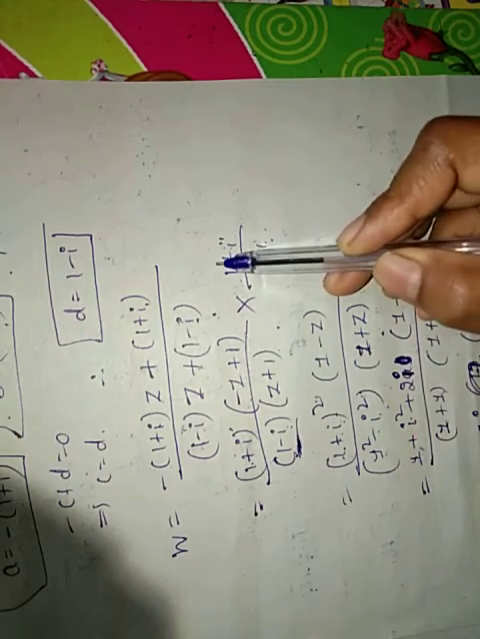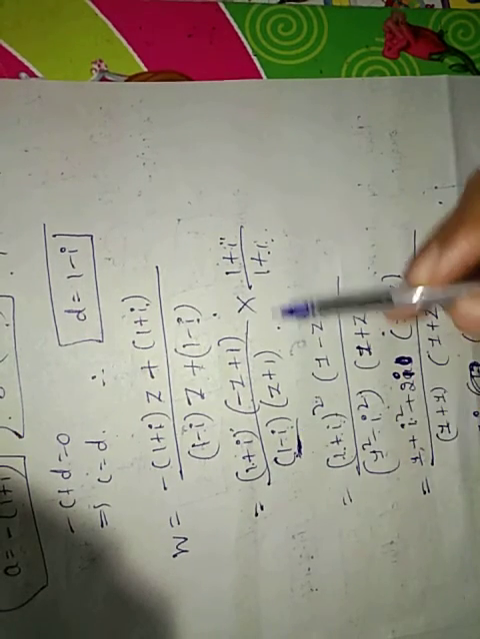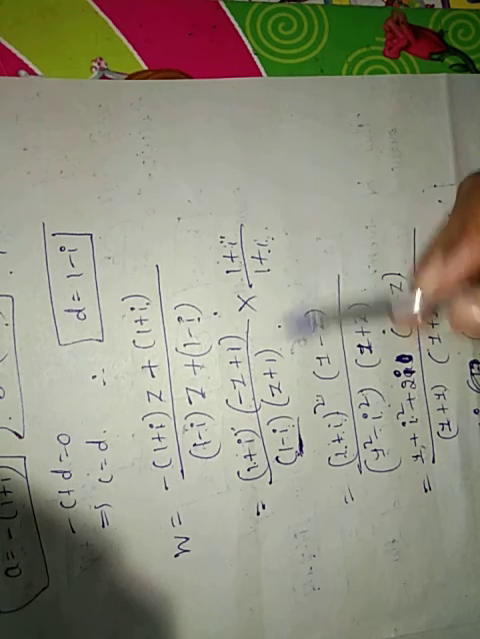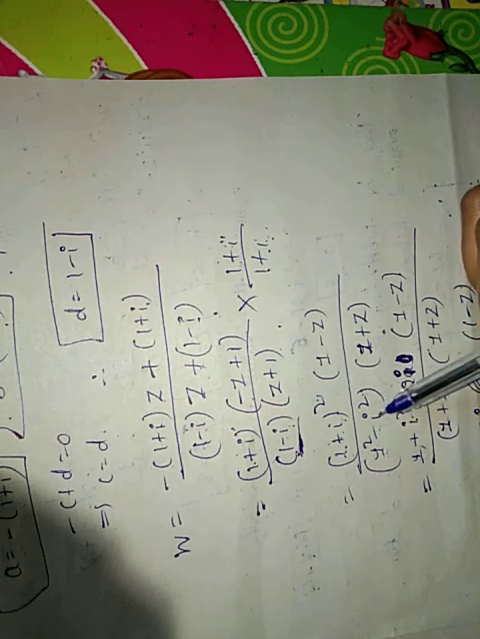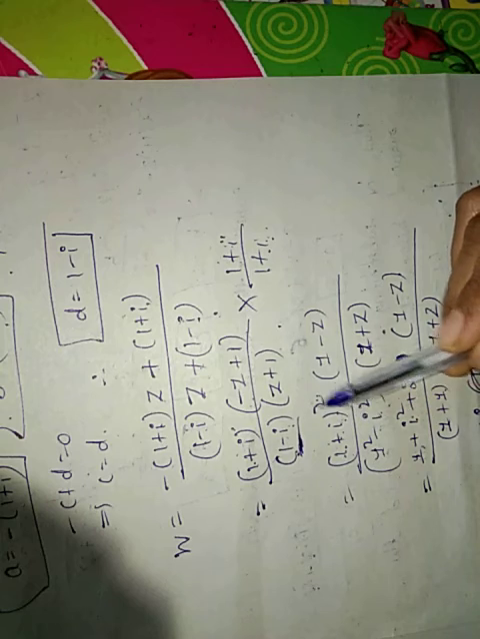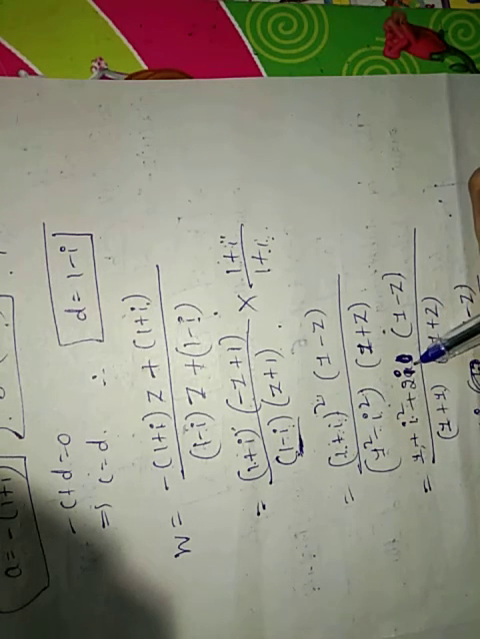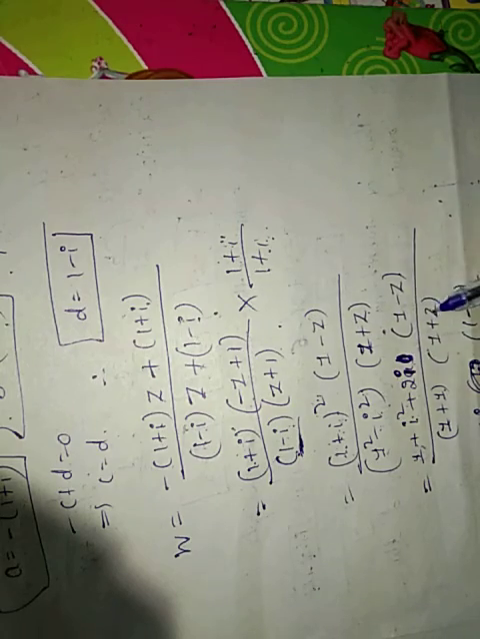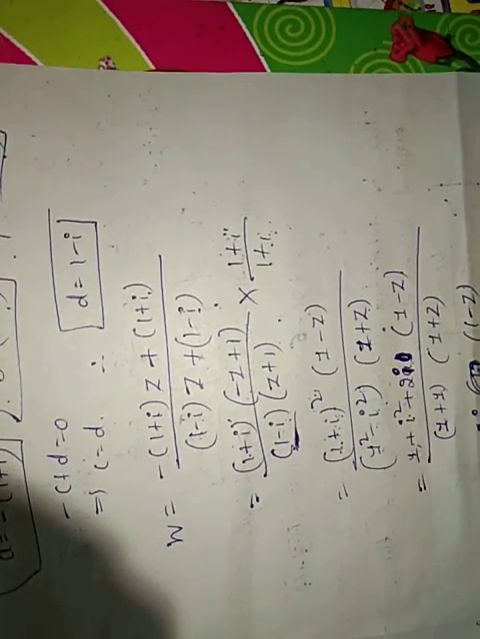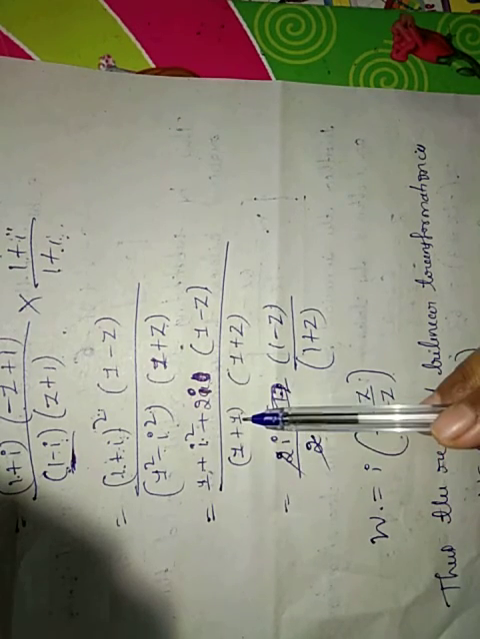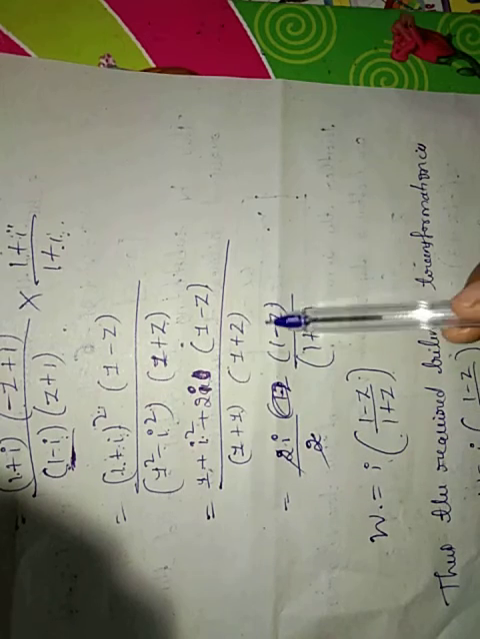So (1 + i)(1 + i) is (1 + i) whole square. (1 - i)(1 + i), in the form (a - b)(a + b), is equal to a² - b², that is 1² - i². (1 + i) whole square is equal to 1² + i² + 2·1·i. Remaining terms will be kept as they are. i² equals -1, so 1 - 1 gets cancelled. We get 2i over 1 + 1, which is 2. 2i by 2, the 2 cancels. Remaining is i, so the factor is i times (1 - z)/(1 + z).